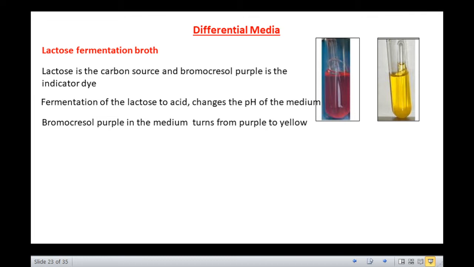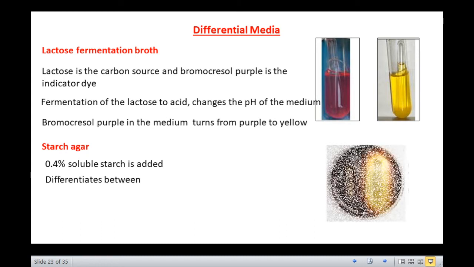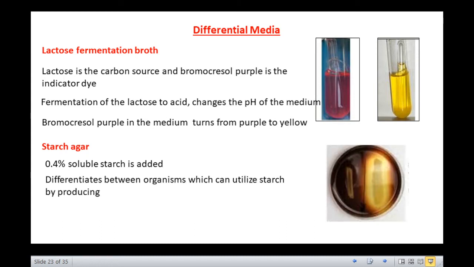The next example of differential media is starch agar. Starch agar is basically an all-purpose medium like that of nutrient agar or heart infusion agar, to which 0.4% soluble starch is added. This media differentiates between organisms which can utilize starch by producing amylase.